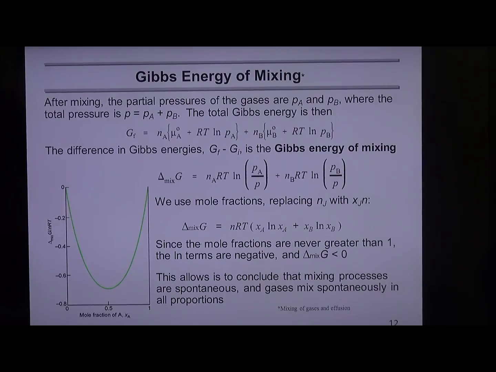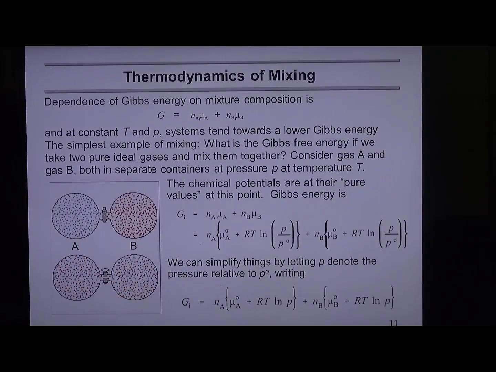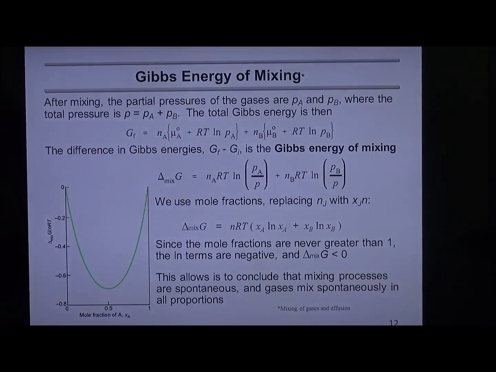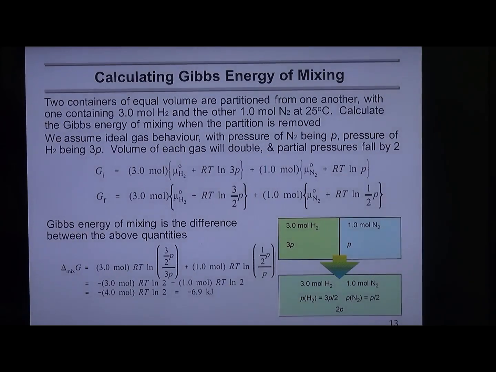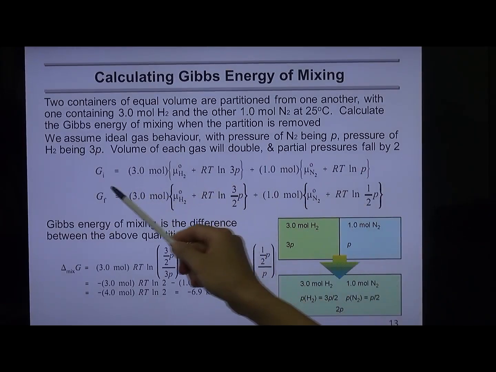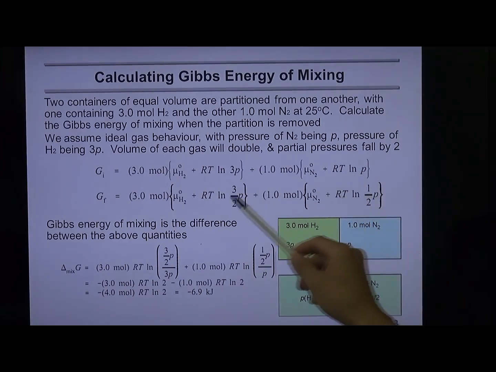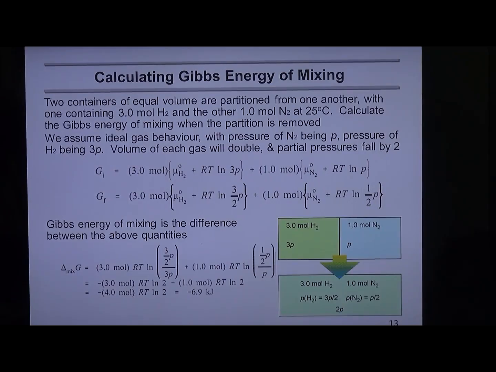In the previous example, the pressures of A and B were the same, but in this case they are different. So we cannot really use the previous equation directly, because it was for two different gases with the same initial pressure. Instead, we need to calculate the initial Gibbs energy and final Gibbs energy separately. The equations are basically the same, so we can use the same expression to calculate them, and you check the difference between them, and the Gibbs energy of mixing is negative, right?